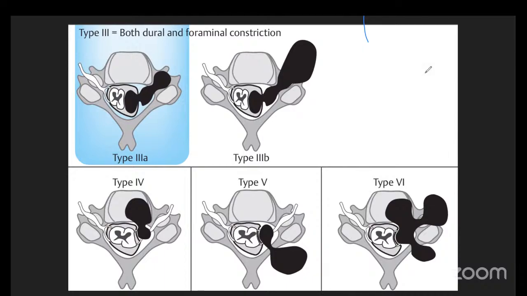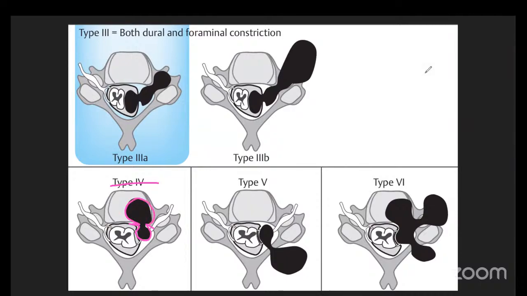Then we have type 3B. The constriction is at the dura. Then there is a constriction at the foramen. And there is another constriction where the foramen ends and there is a paraspinal segment. Then we have type 4. There is a constriction here, right where the canal ends. It is still extradural. And then it goes into the vertebral body.